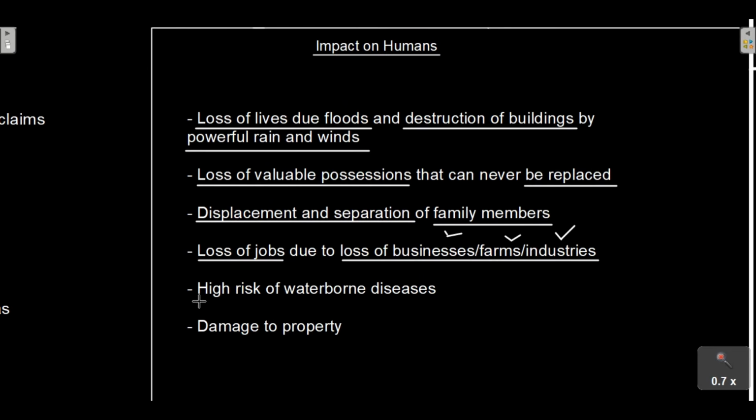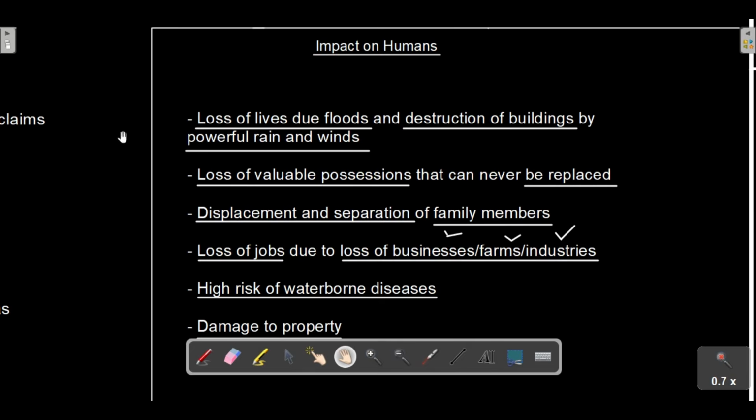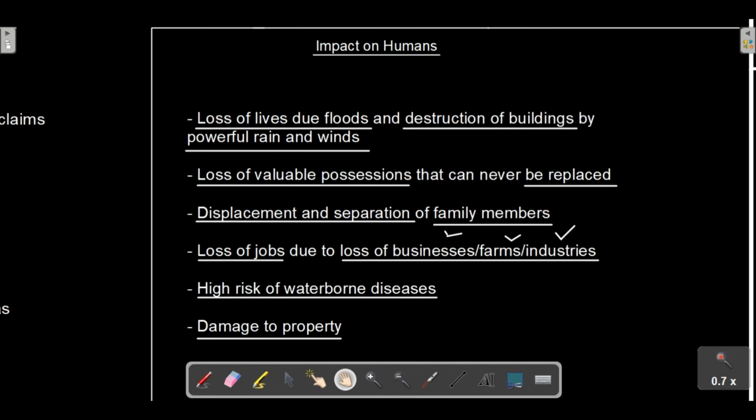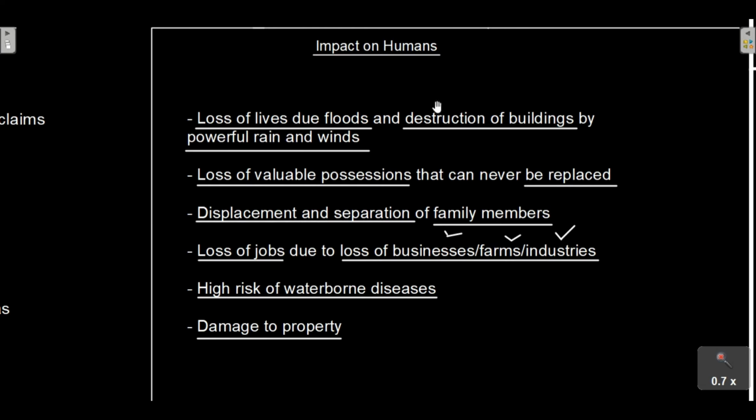We also see that there is a higher risk of waterborne diseases because there's going to be flooding. Now we start to see that these diseases, such as cholera, can rise and people can be affected hugely by those. We also see damage to property. So your home can be damaged, your land can be damaged. Now you have to rebuild your home. Now you have to try and repair your land. So that is costly at the end of the day. So those are the impacts on humans, right?